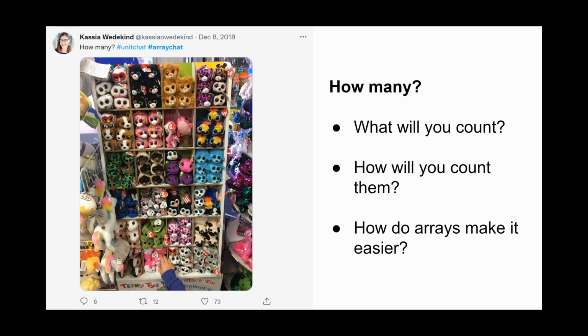Here's an array of arrays. So there's lots of different things we could count here. We could count how many of these little stuffies fit in one box. We could count how many different boxes there are, how many different kinds of stuffies there are. There are many things you could count. What will you count? What would your child count? How will you count them? How would your child count them? And how does this process of organizing them into arrays, or this structured rectangular format, help make that counting easier?